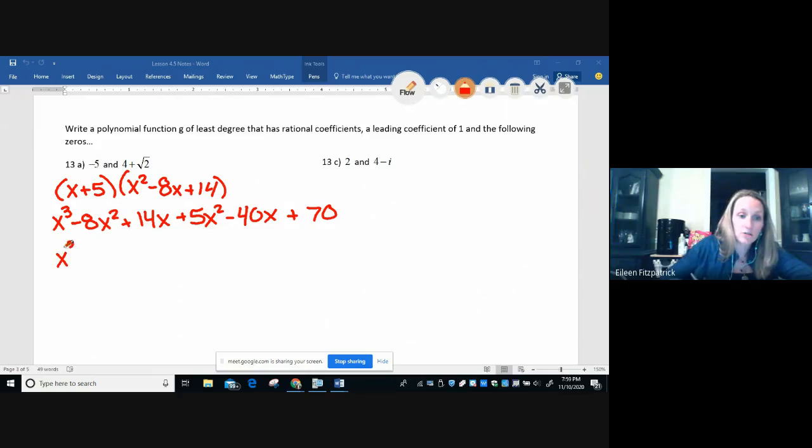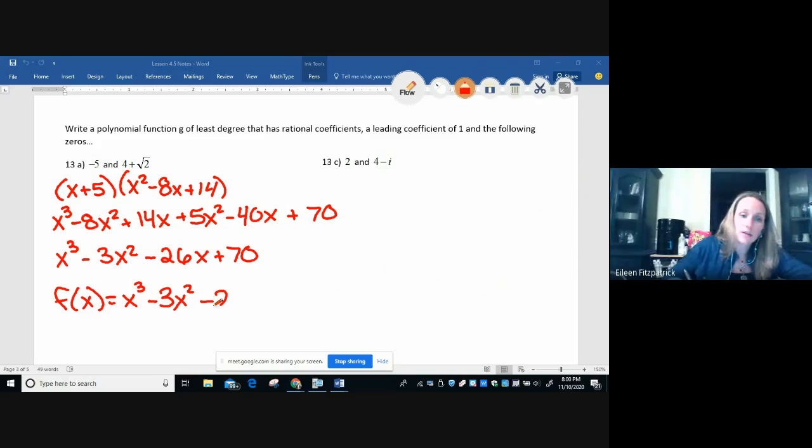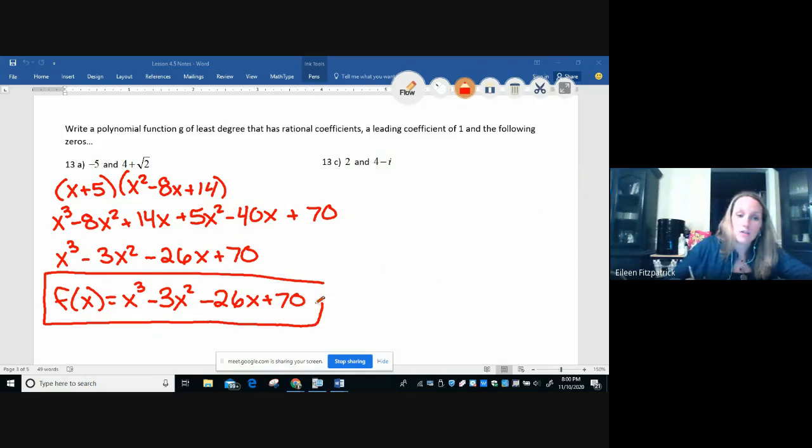Okay, combine like terms. So negative 8 plus a 5 is a negative 3x squared. A 14x and a negative 40 leaves you with a negative 26x, and then plus 70. Since we want a function, we write f of x equals x to the third minus 3x squared minus 26x plus 70. So this is the polynomial function of least degree, rational coefficients, leading coefficient of 1 that has these following zeros as solutions.